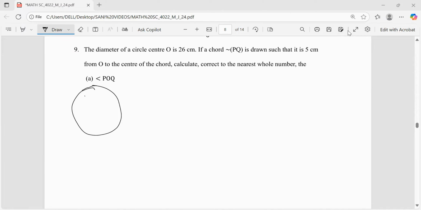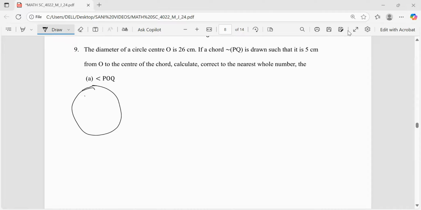Question number 9. The diameter of the circle, center O, is 26 centimeters. If a chord PQ is drawn such that it is 5 centimeters from O to the center of the chord, calculate, correct to the nearest whole number, angle POQ. So let's have a sketch of the diagram of the circle.